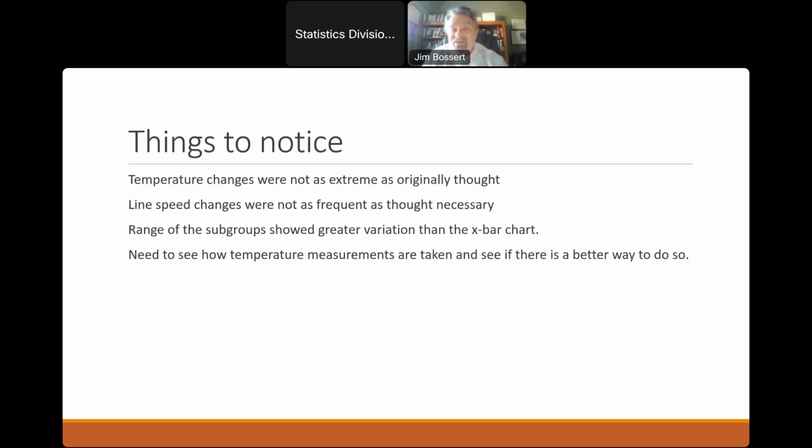The thing is, with this process, the temperature changes weren't extreme. They originally thought this was going to be more of an issue. Line speed changes, they didn't have to do as many as they thought. As a result, they were better able to set up a process that was going to work, and tried to figure out whether there was a better way to do temperature measurements or do it in what they call temperature zones.